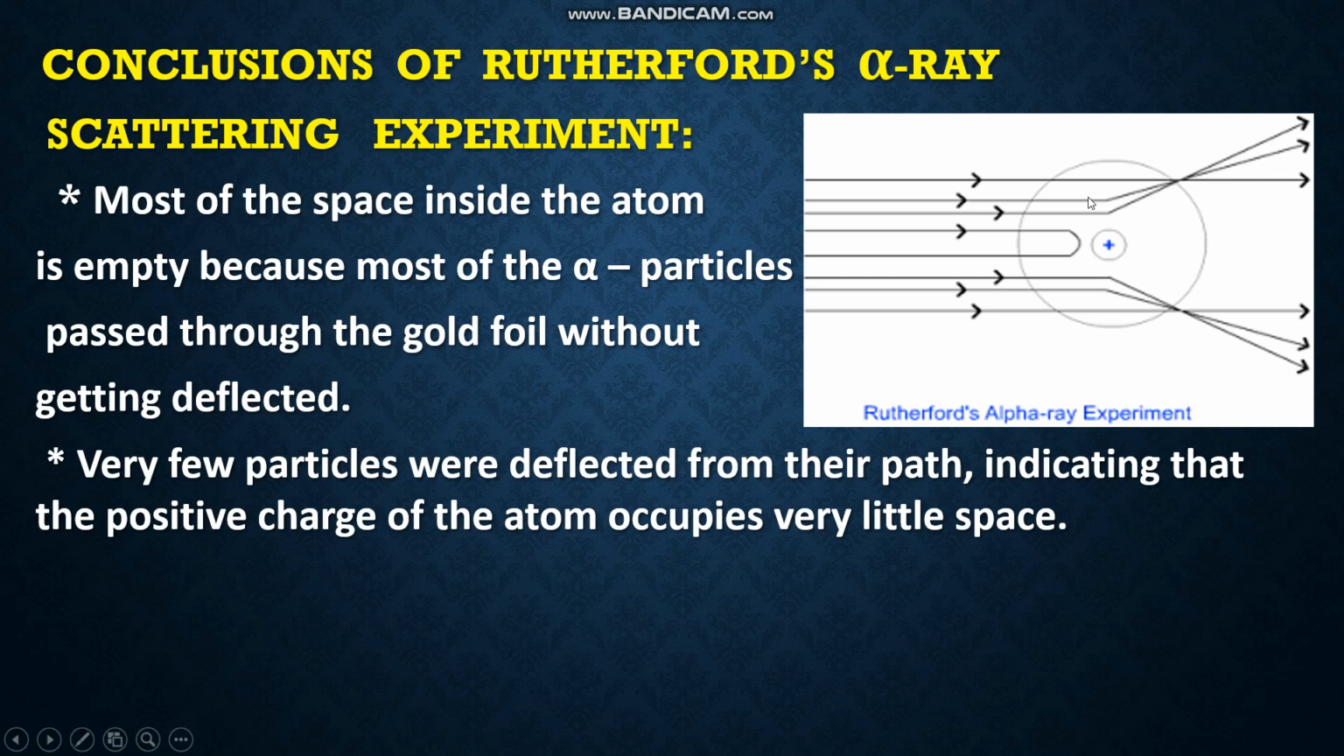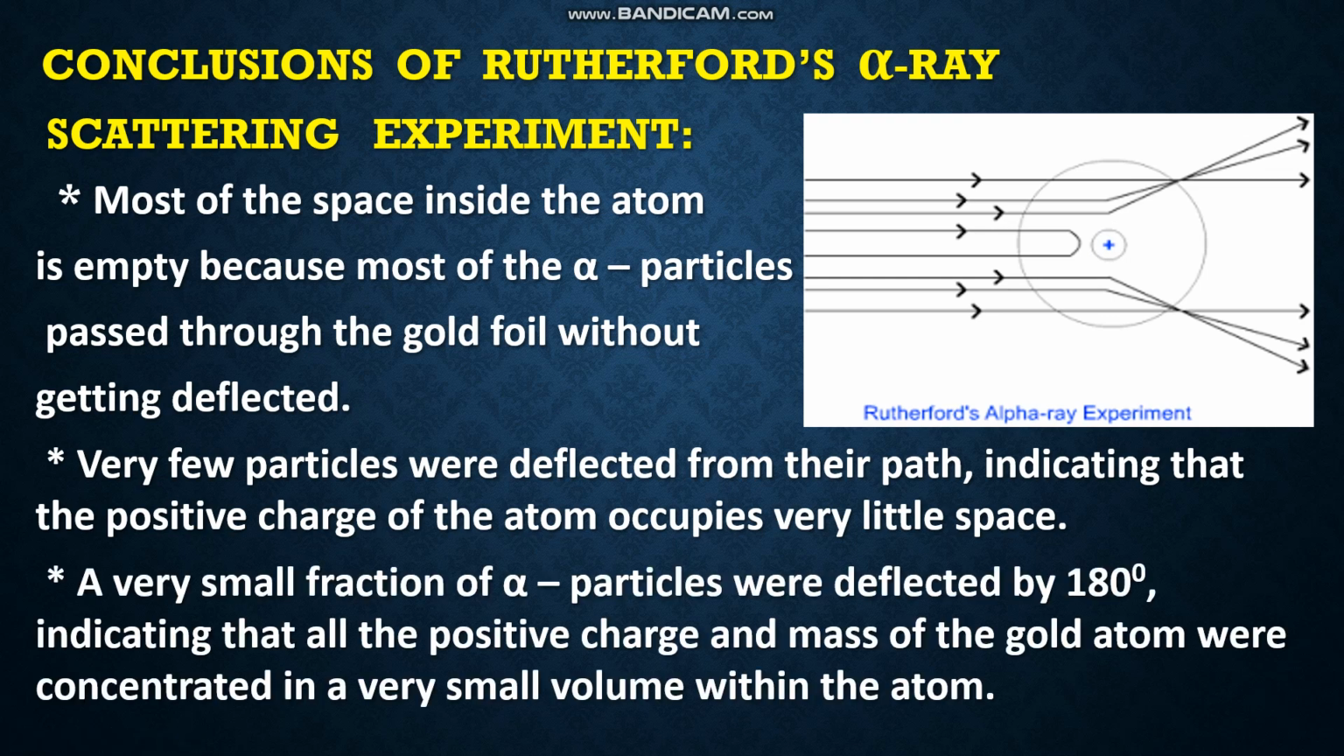Next, very few particles were deflected from their path, indicating that the positive charge of the atom occupies very little space. Most of them pass without any deflection and very few are deflected. What is the meaning of that? An alpha particle has positive charge, and positive and positive repel. Due to the repulsion, these alpha particles deflect, changing their path instead of going straight. So very few deflected, which means the positive charge occupies a very small space.